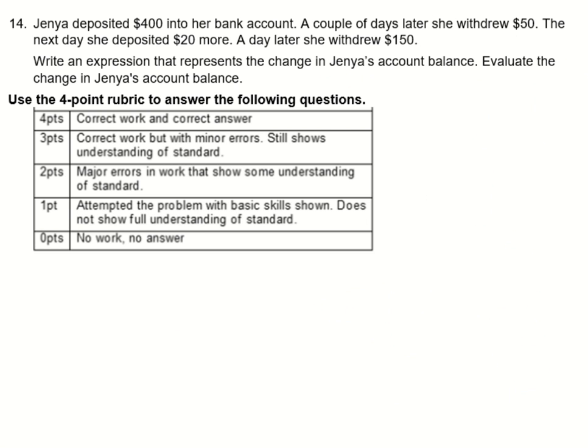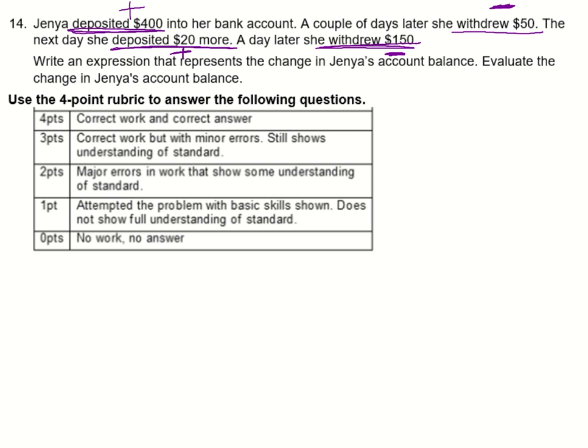All right, last one. Janaeus deposited, that's positive, $400 in her bank account. A couple days later, she withdrew 50, that's minus, withdrew, take away, remove. The next day, she deposited 20 more, so plus. And later, a day later, she withdrew, that's negative.